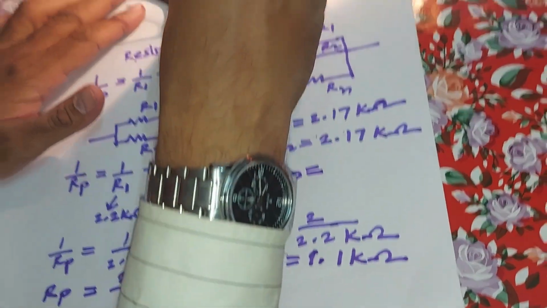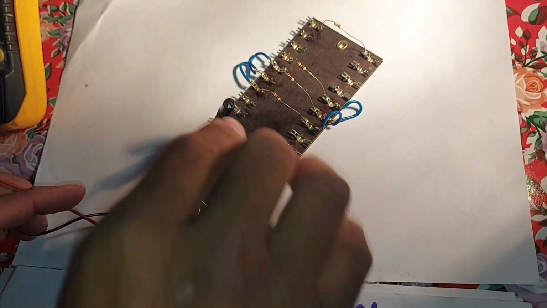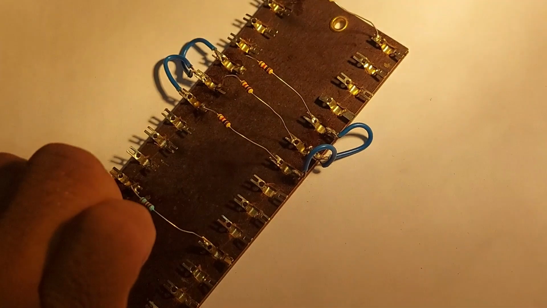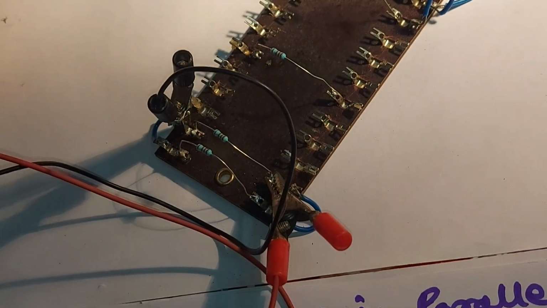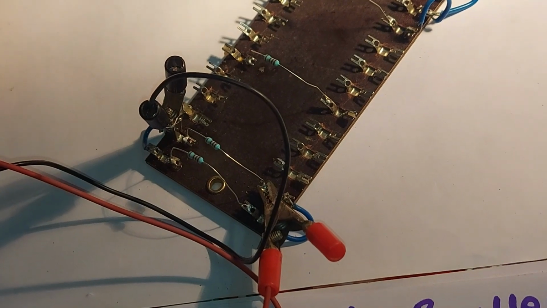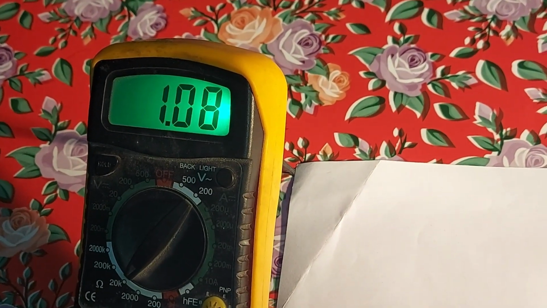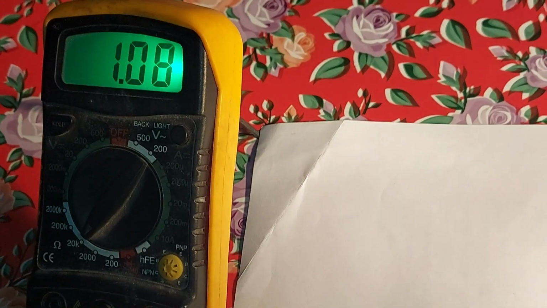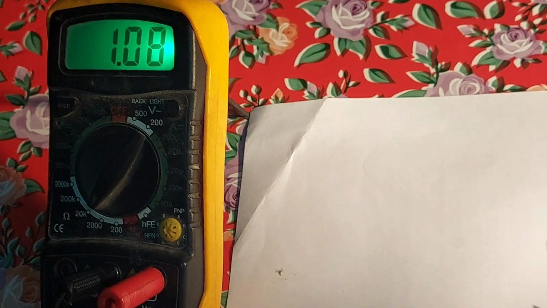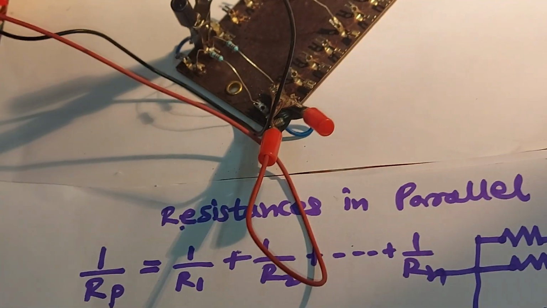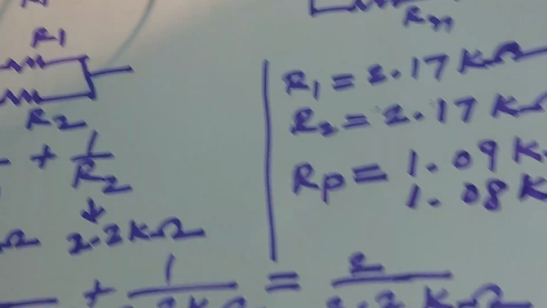Now we will measure this Rp value by using the experimental setup. So here we can see that I had connected them in parallel. Now you can see in the digital multimeter we are getting this Rp value as 1.09 kilo ohm, which is very near to the theoretical value. Now it is 1.08, it is slightly fluctuating. It is 1.08 kilo ohm. You can see it in the digital multimeter.